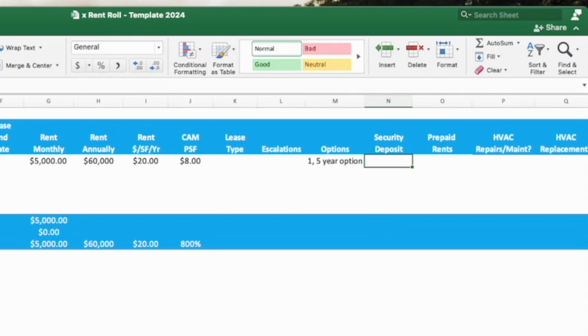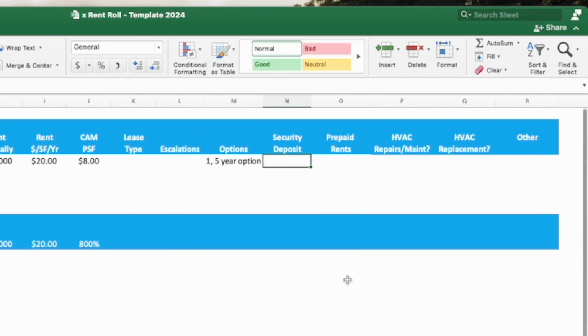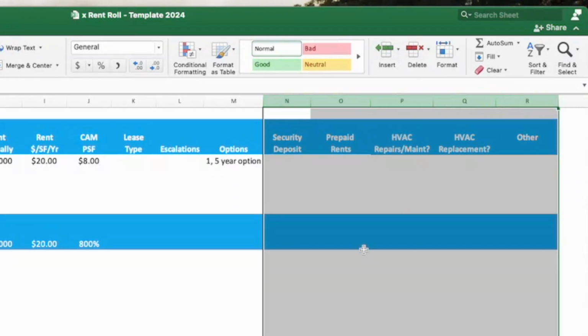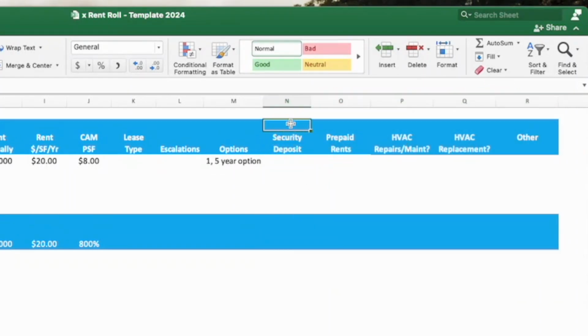A security deposit. Before I go further, I'll let you know that these last few items are more of a checklist, because items like the security deposit and prepaid rents don't affect the value of the property per se. I mean, they do to a certain extent, but not so much as the other things I just talked about.